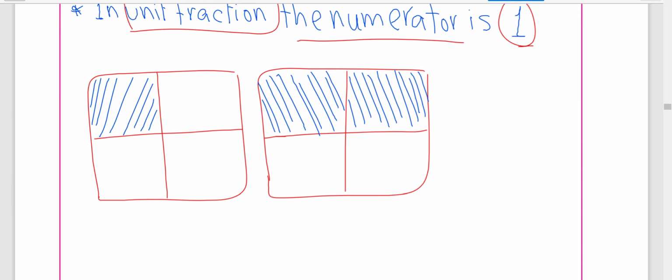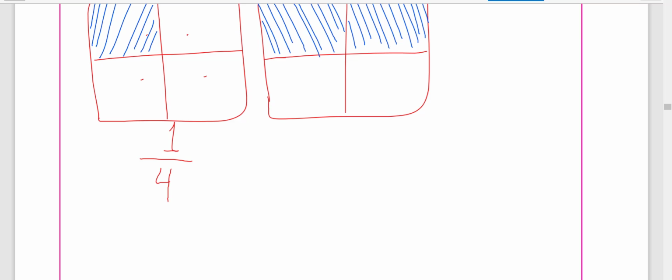This shape, the first shape, write this fraction for the first shape. First, count all parts in this shape. Count with me, 1, 2, 3, 4. So write 4 in the denominator. And how many shaded parts are in this shape? 1 part. Write 1 in the numerator. This fraction is called a unit fraction.